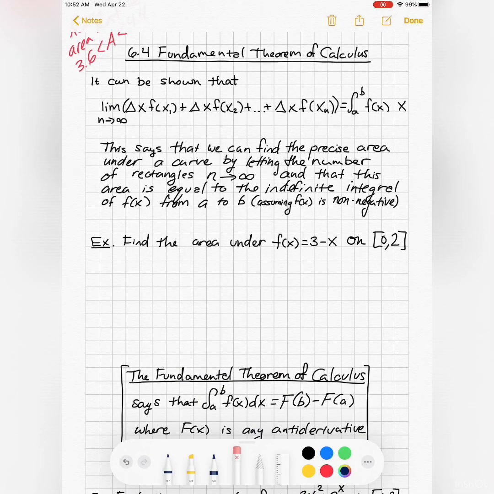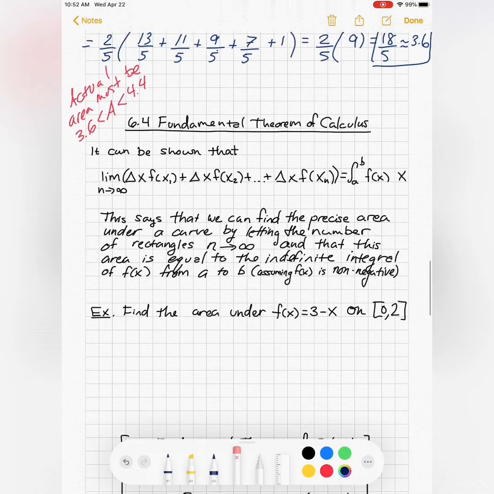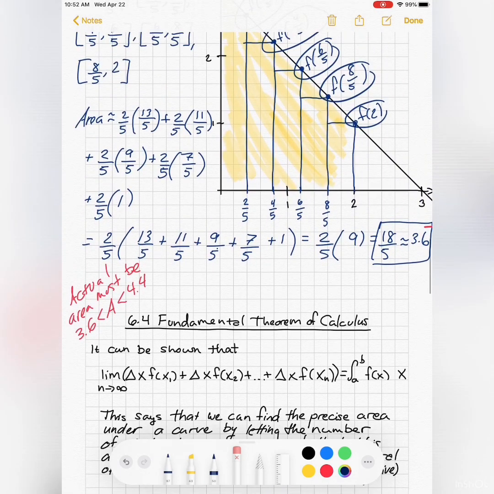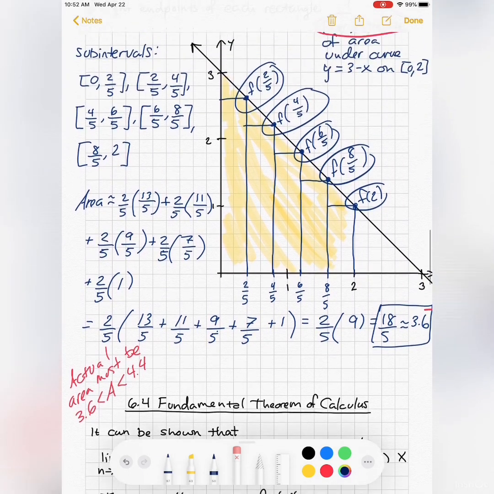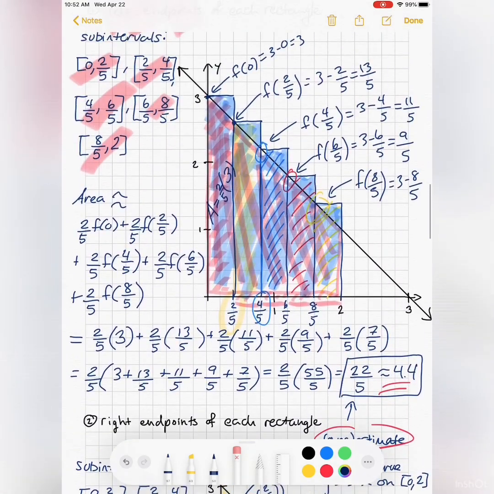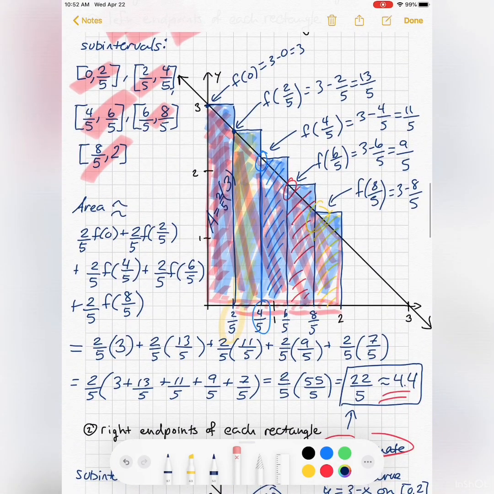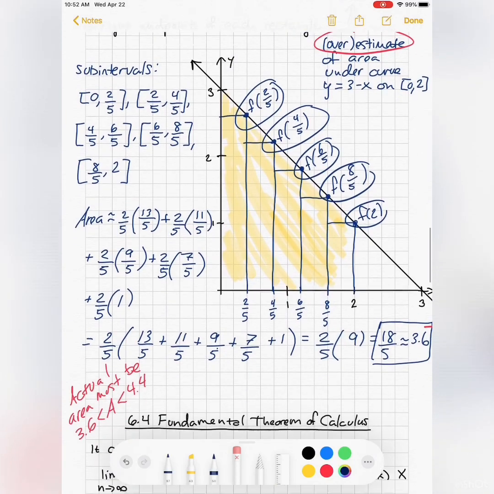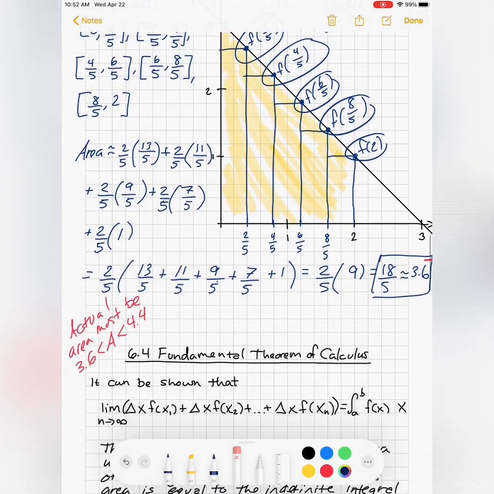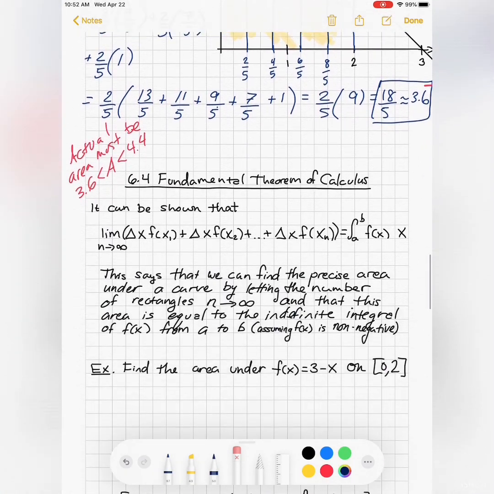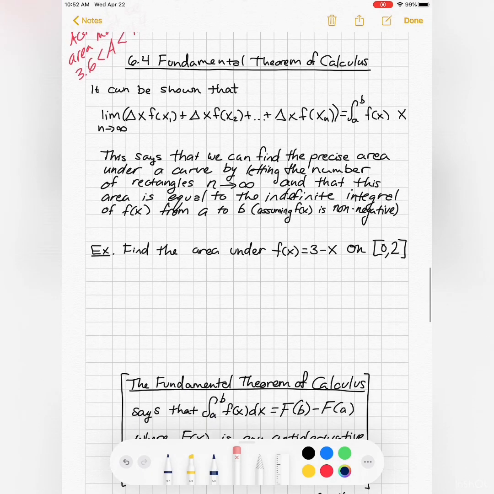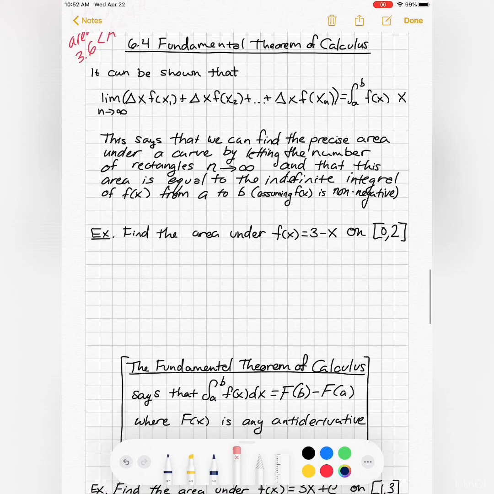All right, so 6.4 is really a continuation of 6.3. So in 6.3, and I kind of continued the notes here, we looked at these problems finding the area under a curve by using some number of subintervals, which were our rectangles. So then we got either an underestimate or an overestimate of the actual area under the curve.